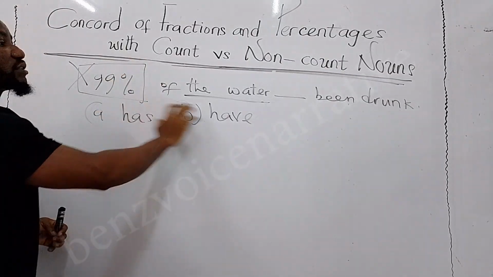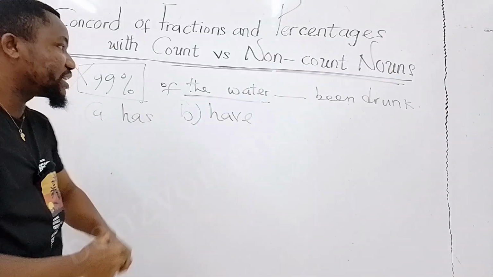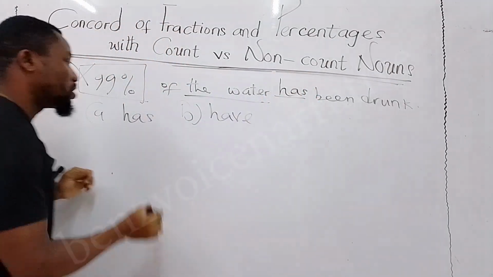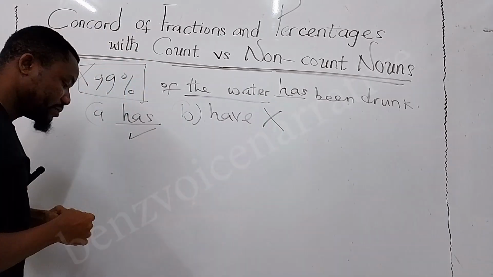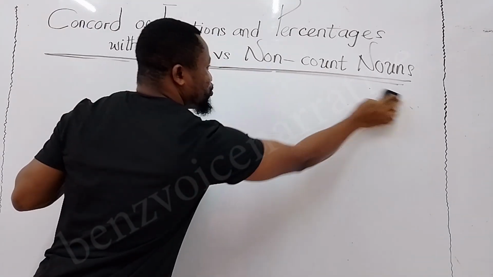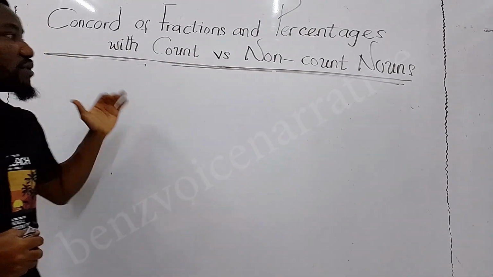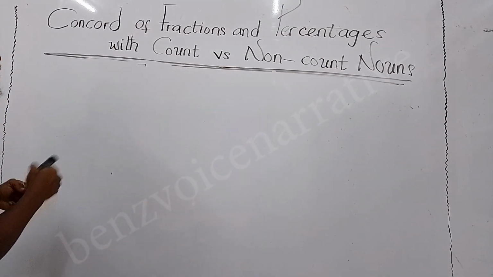So 99% of the water is not countable. It's a non-count noun. So 99% of the water has been drunk. That's why this is the answer and this is wrong. And I'm sure that now you know how to apply the concord of fractions and percentages working with count versus uncount. Now, before we go, here is the task for you to do.